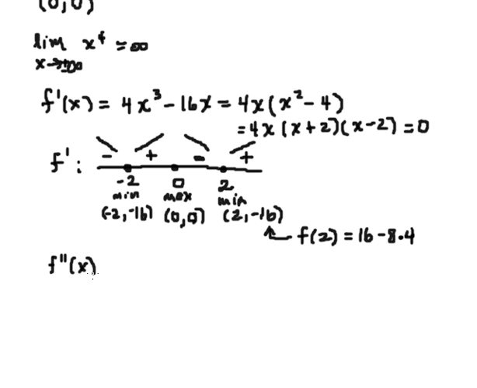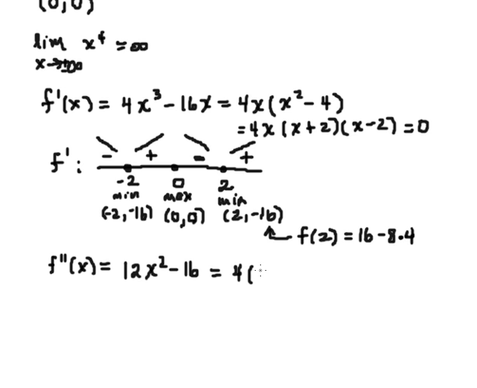Okay. F double prime of x, looking at f prime over here, we take this, and so f double prime of x is 3 times 4, that's 12, x squared minus 16. So let's write that down. We have 12x squared minus 16. And we can factor out 4.